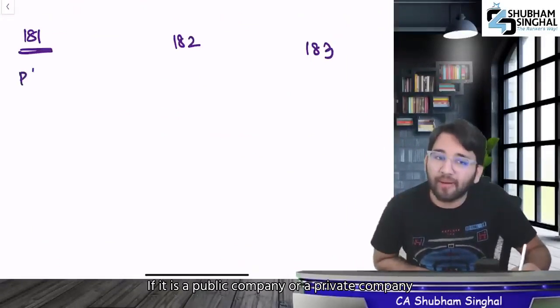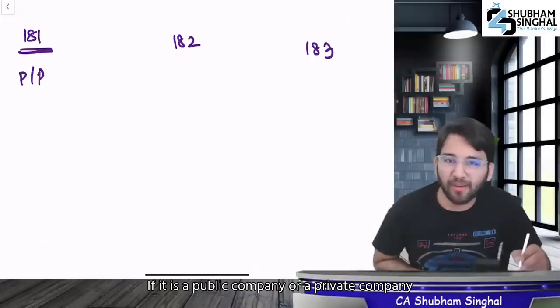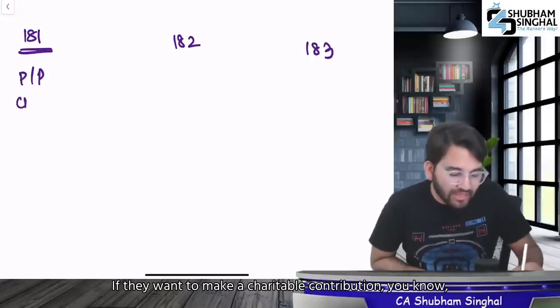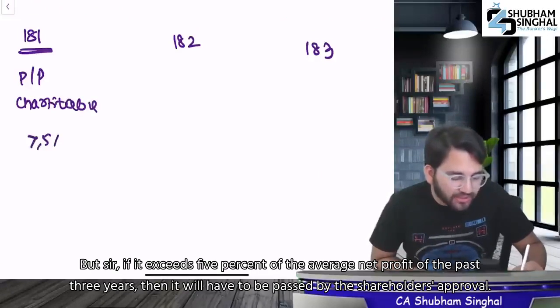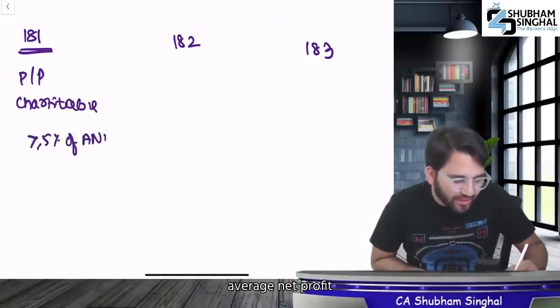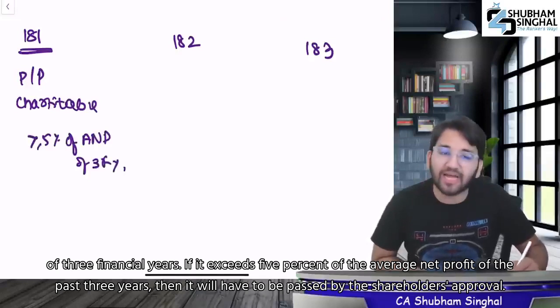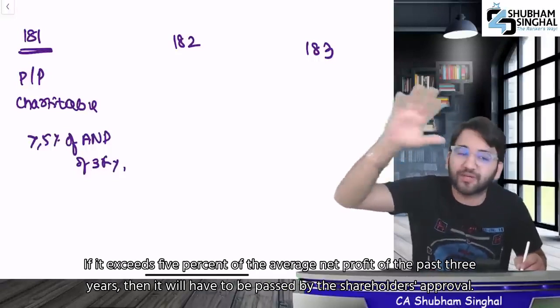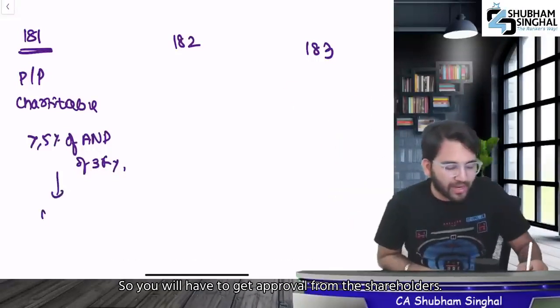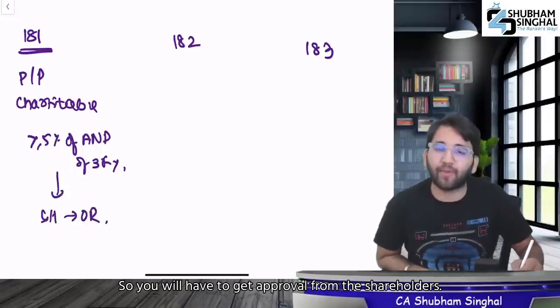Section 181. If there is a public or private company, if they want to make a charitable contribution, it can do so. But if it's over 5% of the average net profit of the past 3 financial years, if it's 5% more than the net profit of the past 3 years, then you will have to get approval from the OR of the shareholders.